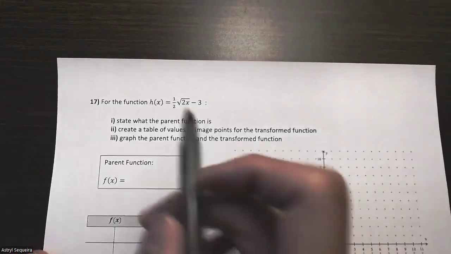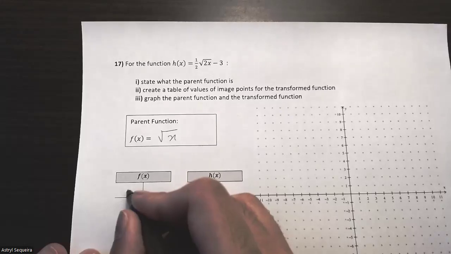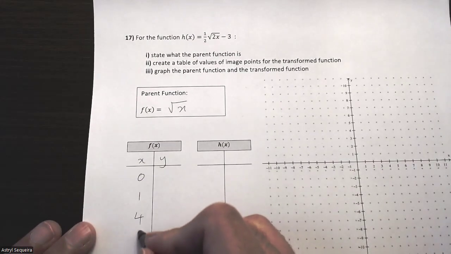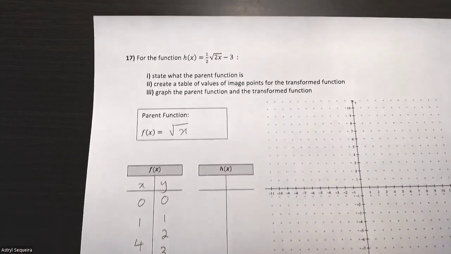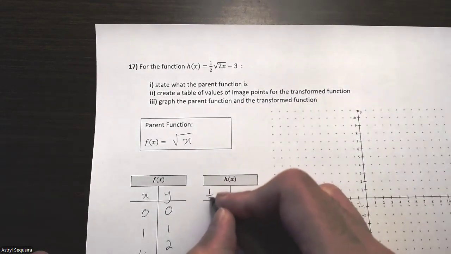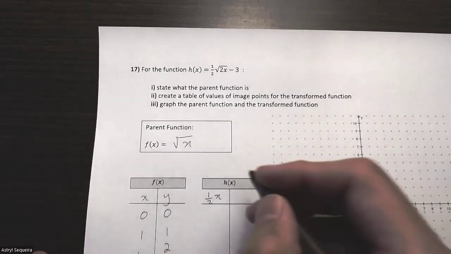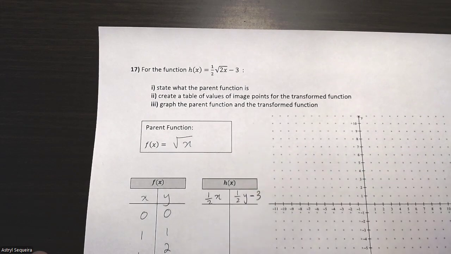Next one is for square root function. Parent function is square root of x. For square root function, the x values are 0, 1, 4, 9. The y values are 0, 1, 2, 3. I'll do my mapping rule. So for x, it's going to be 1/2x, because we flip that. And then for the y, it's just 1/2y minus 3.